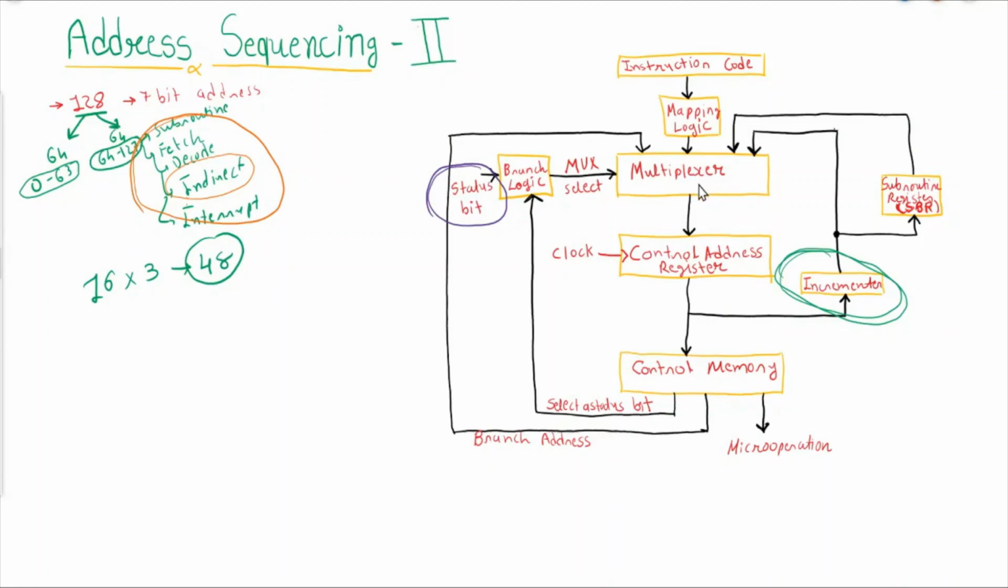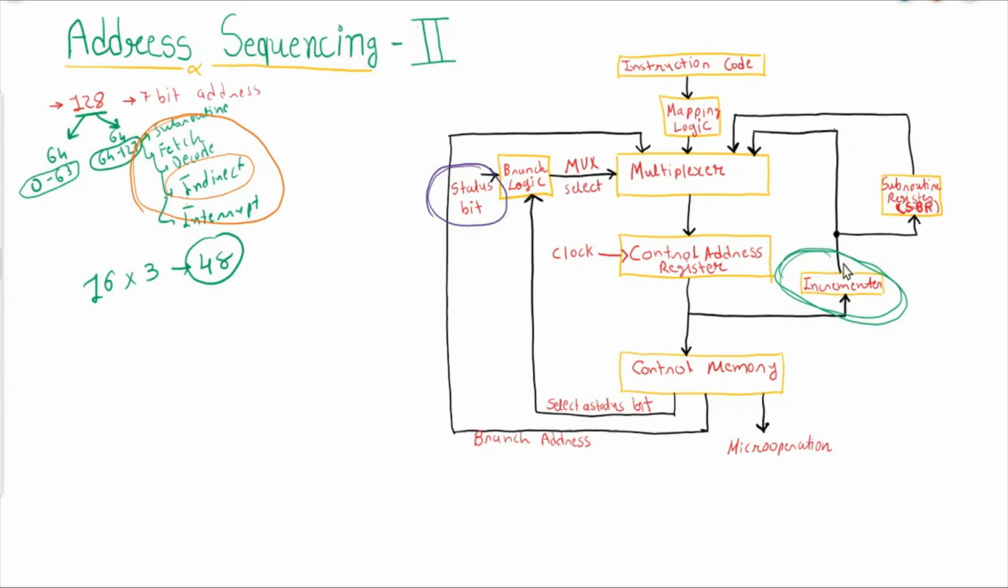So let me quickly revise. This is the multiplexer, this is the control address register, this is the control memory, and here we will get the micro operation. If we start with the basics, the first was the conditional branch, where we have considered the various flags like carry, input, output flag, then overflow flag, sign flag, zero flag. Those status bits will be given, and accordingly a particular branch will be selected from the control memory. That is how we can implement the conditional branch.